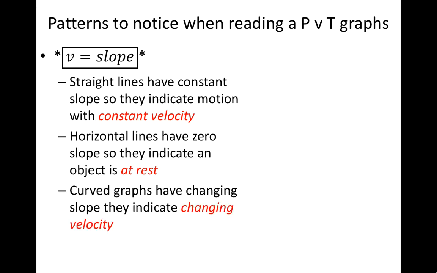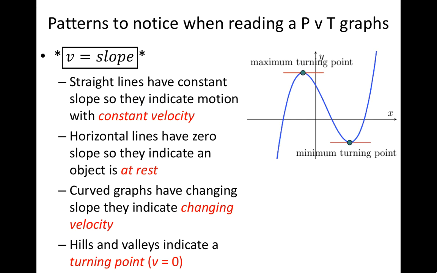A curved position versus time graph has changing slope, and a changing slope implies changing velocity. So a curved graph will imply an object is changing its velocity. When you see a hill or a valley on a position versus time graph, the top of the hill or the bottom of the valley is going to indicate that an object has reversed its direction of motion, because the slope will have to change from a positive to negative or a negative to positive. And I refer to these points as a turning point.